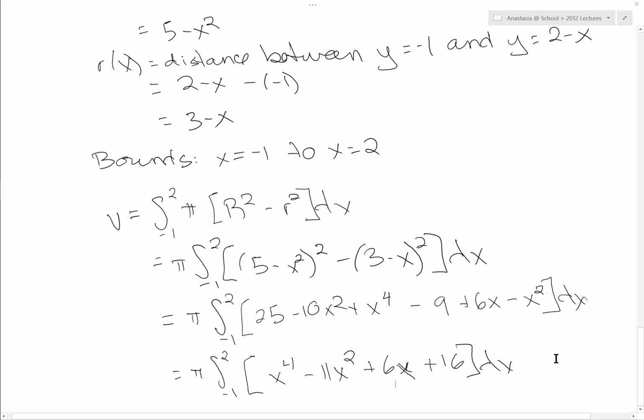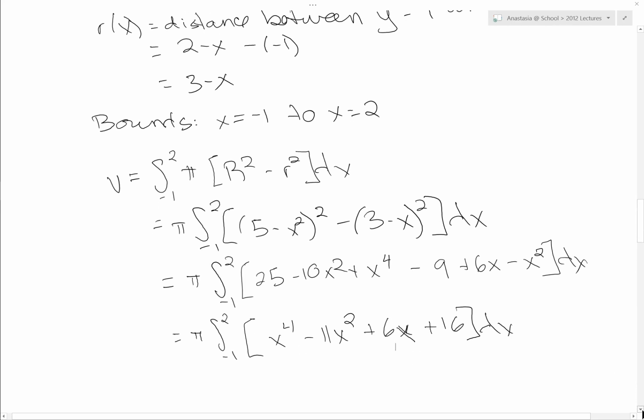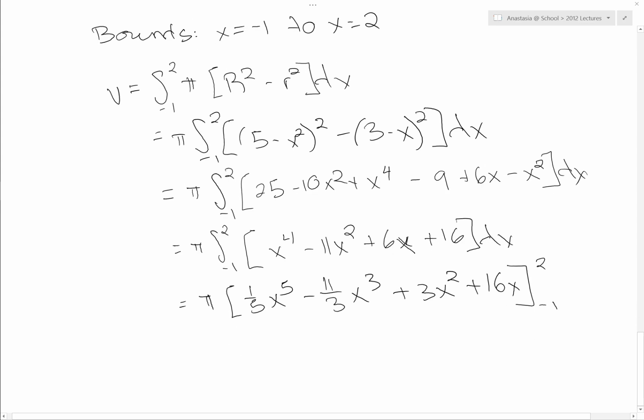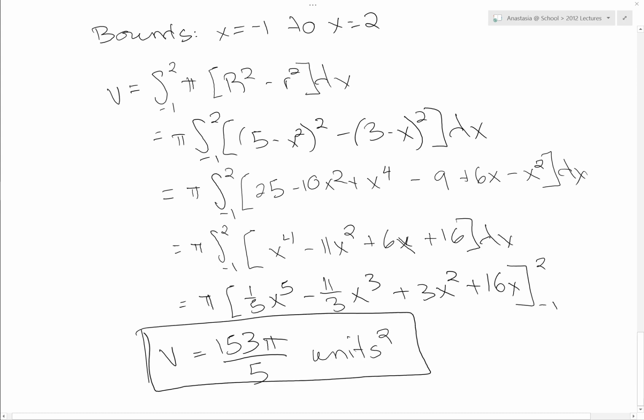So now we have a pretty simple polynomial. We can integrate this and plug in our bounds. We'll have 1/5 x to the 5th minus 11/3 x cubed plus 3x squared plus 16x. This gets evaluated at -1 and 2. I'm going to spare the arithmetic. You plug in 2, subtract, plug in -1. You can do that on your own. You should get a final answer of 153 pi over 5. And just to be careful, let's label it with square units. And there is our volume of this solid.